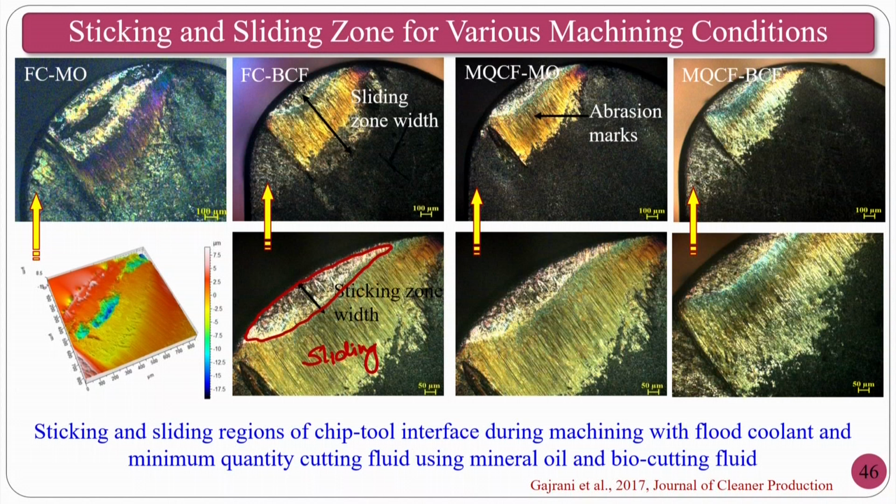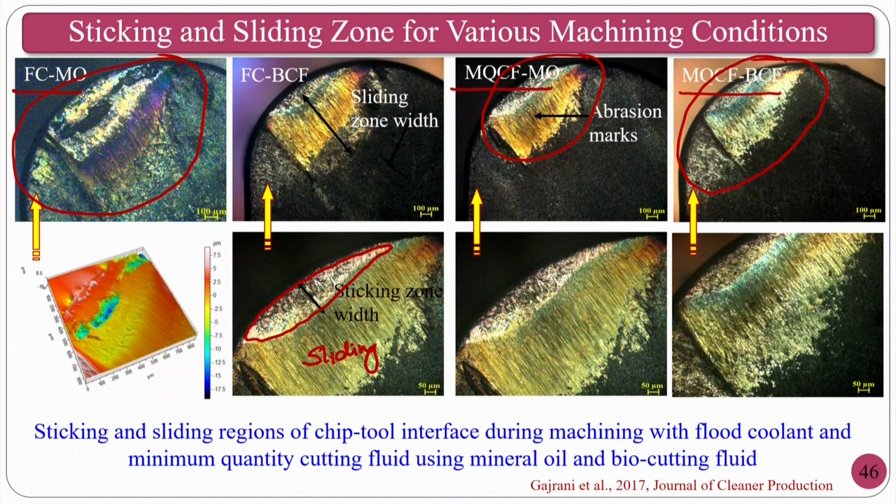If you see the minimum quantity cutting fluid with the biocutting fluid, the sticking and sliding regions are less compared to the flood cooling. You can compare flood cooling mineral oil, MQCF mineral oil, this region as well as this region. This is completely a color change and all those things. So that means that flood cooling with mineral oil is not a good option. MQCF can improve even with mineral oil. At the same time, if you see the MQCF with mineral oil as well as biocutting fluid, it gives better results. You can even see the color change also. It is a red hot region in the mineral oil whenever you are using it.